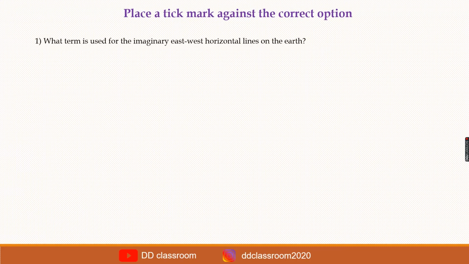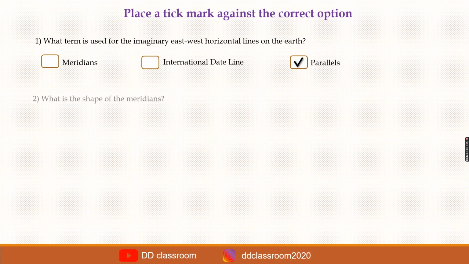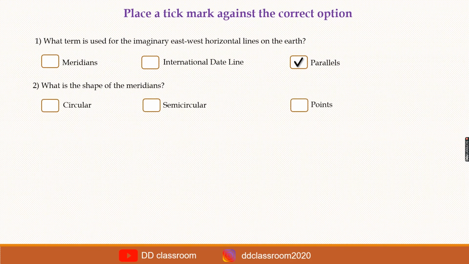Place a tick mark against the correct option. Question 1. What term is used for the imaginary east-west horizontal lines on the earth? The options are meridians, international date line, parallels. The correct option is parallels. Second question. What is the shape of the meridians? Options are circular, semicircular, points. The correct answer is semicircular.